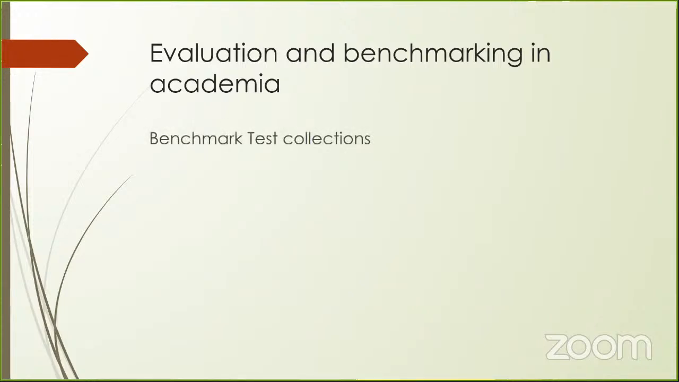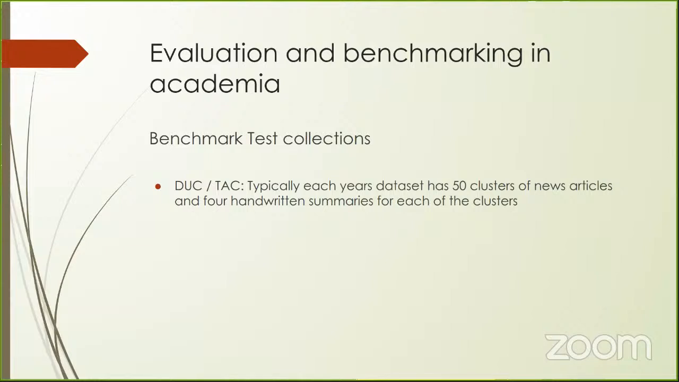Again, how do we evaluate this on a large scale in academia? We create test collections, just like training and testing data. There are several data sets available. For example, DUC, or Document Understanding Conference, was perhaps the first place where systematic data sets were built for text summarization. They have 50 clusters of news articles. Each cluster has 10 documents, so there are 500 documents. And each cluster is related to a particular news topic.